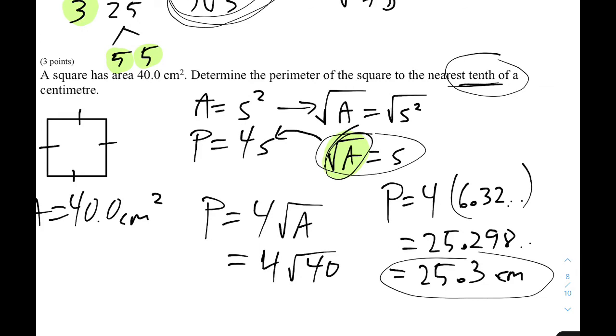And you can always go back and check. If you divide it by 4, then square it, do you get the right area? Which is 40, you should. And that's one way to double check.